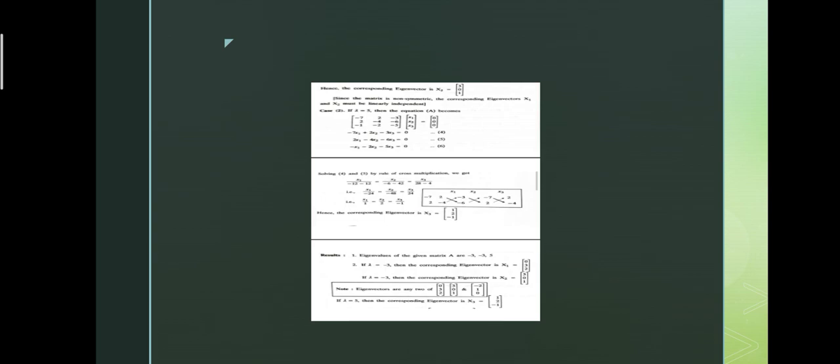Results: the eigenvalues of the given matrix are -3, -3, 5. If λ = -3, the corresponding eigenvectors are X1 = (0, 3, 2) and X2 = (3, 0, 1). Any linear combination of these two is also an eigenvector, for example (-3, 0, 1) and similar vectors. If λ = 5, then the corresponding eigenvector is X3 = (1, 2, -1). Thank you.